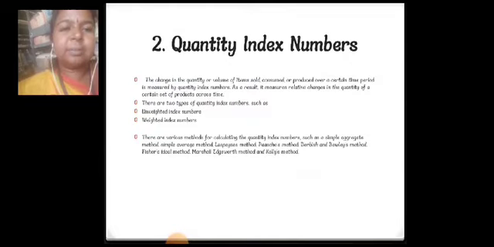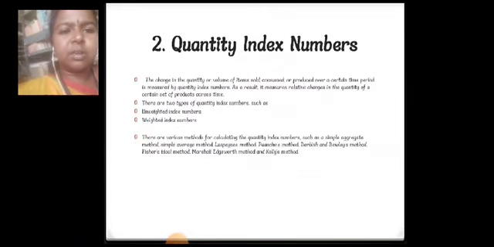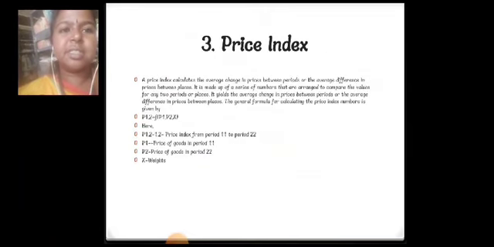Then the quantity index number: the change in the quantity or volume of items sold, consumed or produced over a certain time period is measured by the quantity index number. There are two types of quantity index number: unweighted index numbers and weighted index numbers. The price index number is the average difference in prices between values. It is made up of a series of numbers arranged to compare the values for any two periods or places.